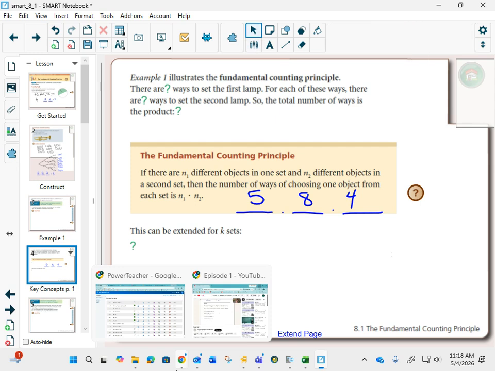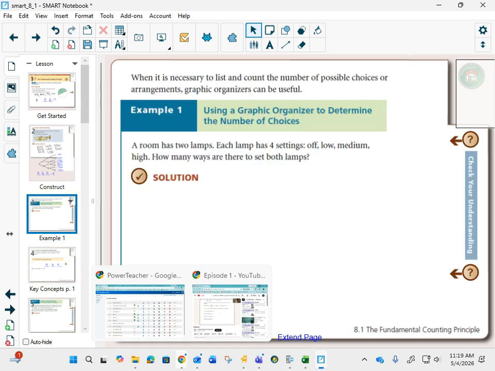So the idea being that your number of choices go in the space and we make a space for each decision. So we go here to example 1.